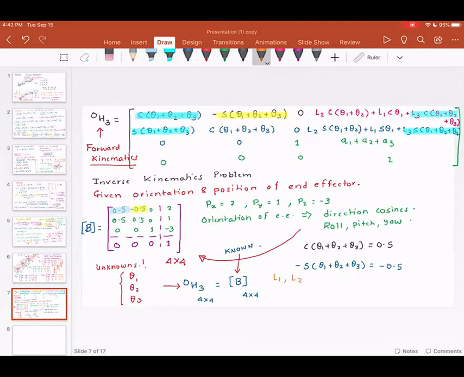L1, L2, and L3 are known. So they are knowns, which means the lengths of the robot, L1, L2, L3, are known. So what I could do is multiply L3 by this equation, again L3 by this equation, and subtract it from this big expression that I have over here.